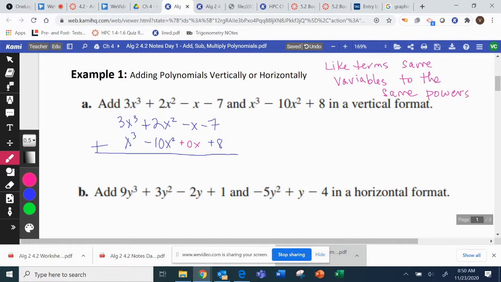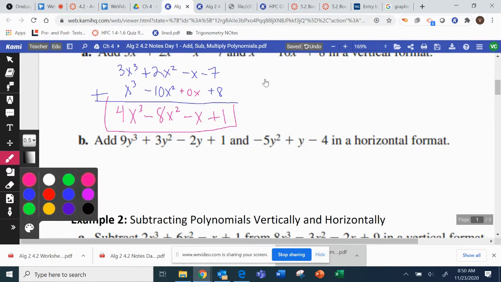So when I have it all lined up like this, I can add 3x cubed plus one more x cubed, which gives me 4x cubed. I've got 2x squared, and then I'm taking away 10x squared, which leaves me with a negative 8x squared. I have a negative x, and I'm doing nothing to it, so minus x. And then I have a negative 7, but I'm adding 8, so plus 1. That is a vertical format. I prefer vertical format.